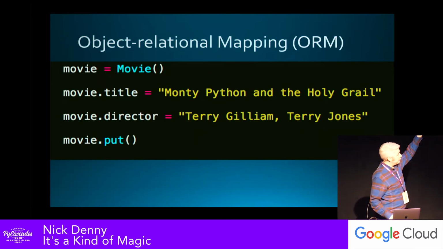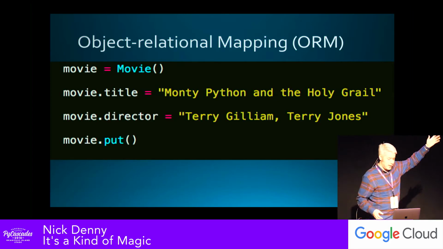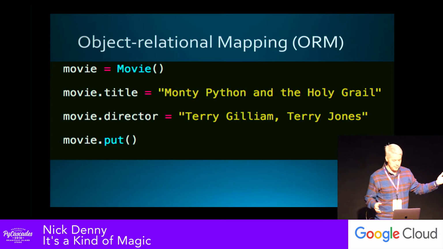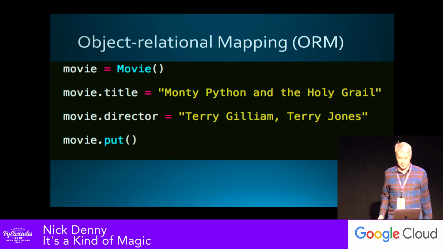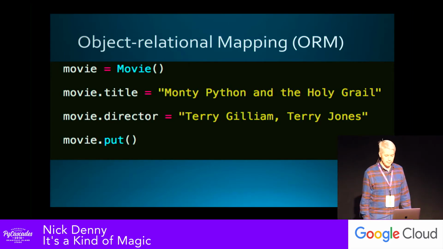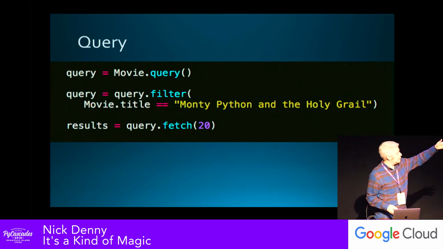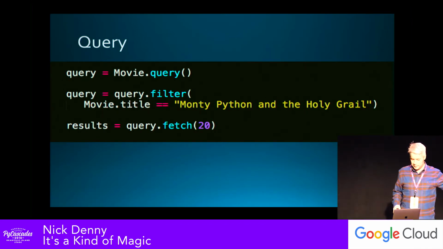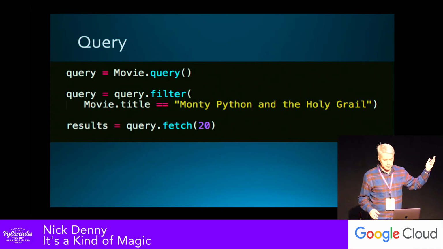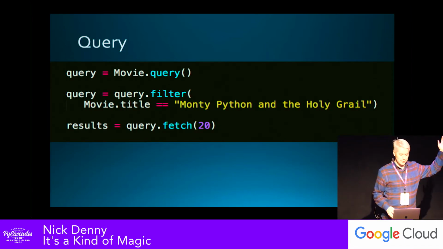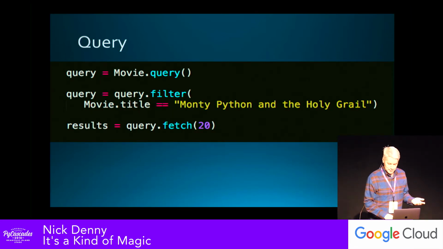This is called an object relational mapping, or ORM. If you want to store the data, you create a new object, you set the attributes, and you call put, and you store it, and that's great. All very simple. And if you want to get the data out again, you call a query method, and then you can add a filter and fetch it. That's pretty handy. And I believe Guido himself worked on some of that code, so that was pretty cool.